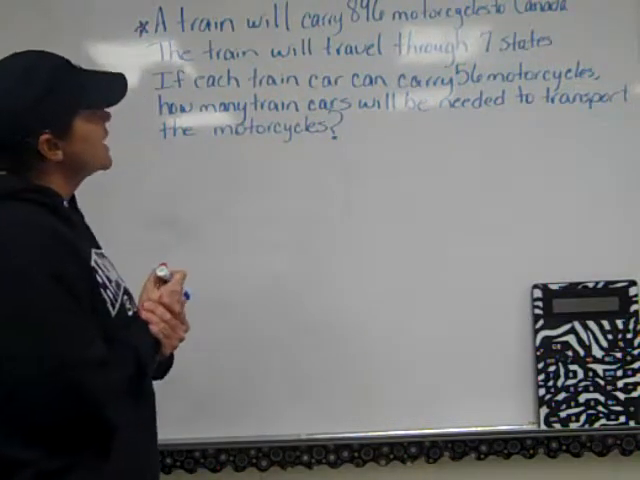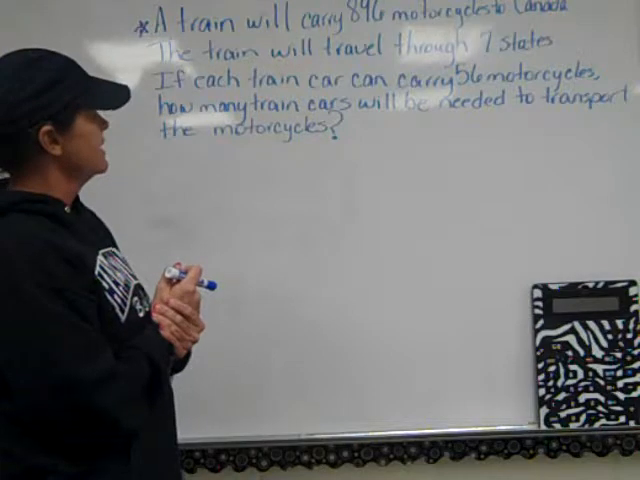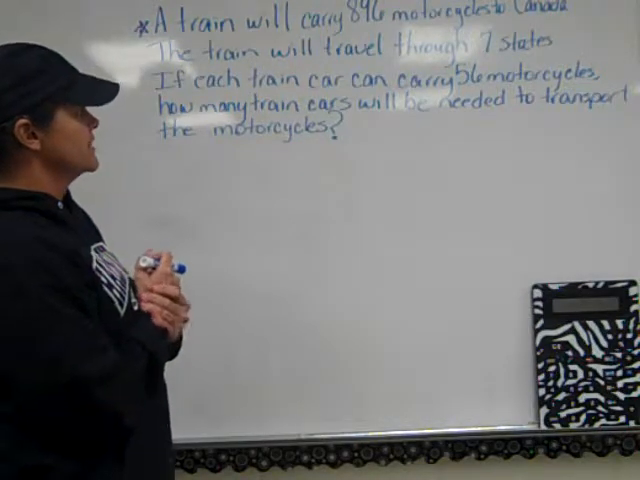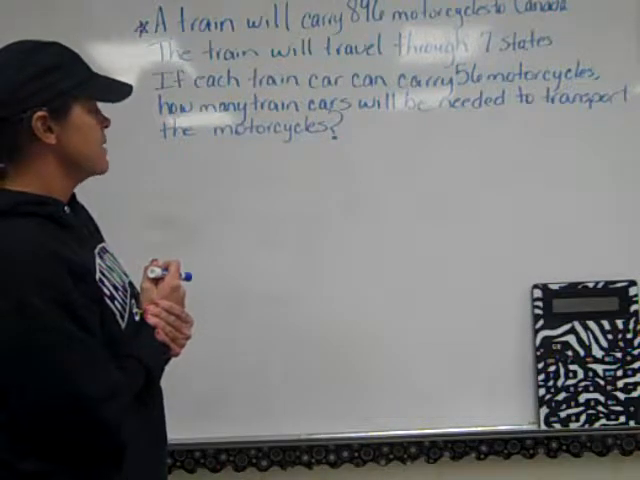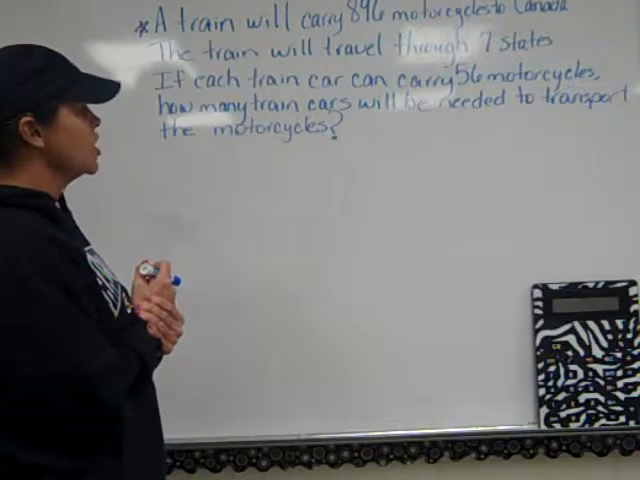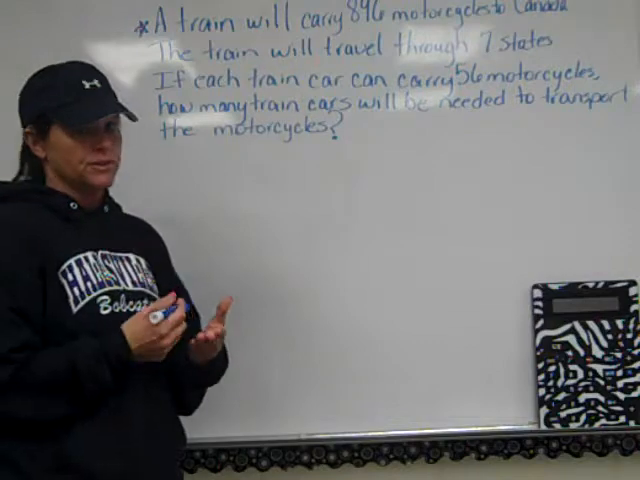A train will carry 896 motorcycles to Canada. The train will travel through 7 states. If each train car can carry 56 motorcycles, how many train cars will be needed to transport the motorcycles?